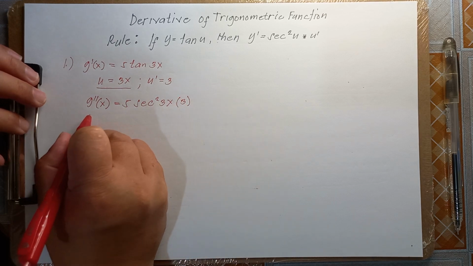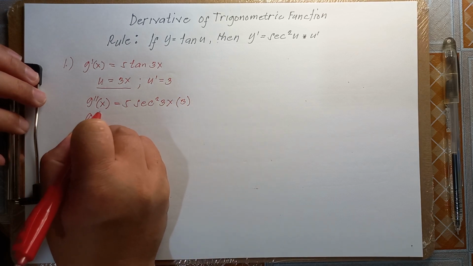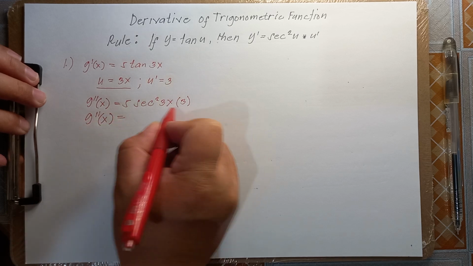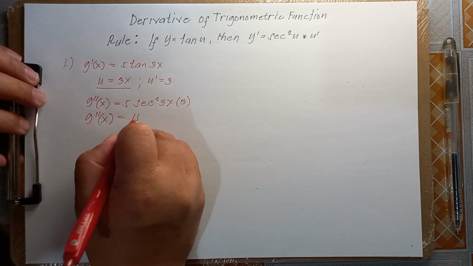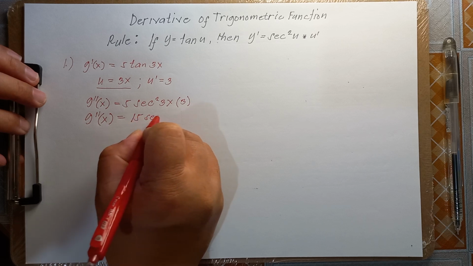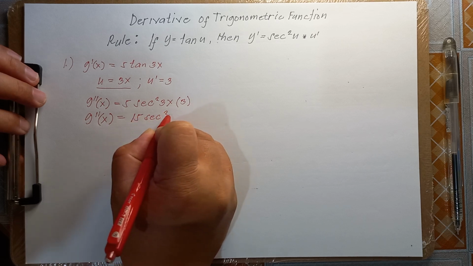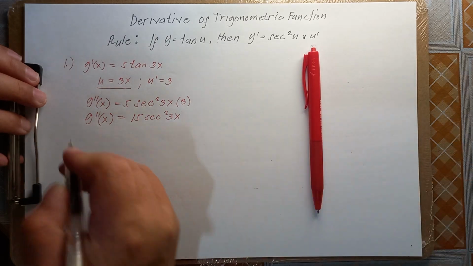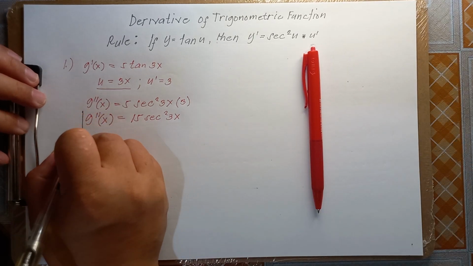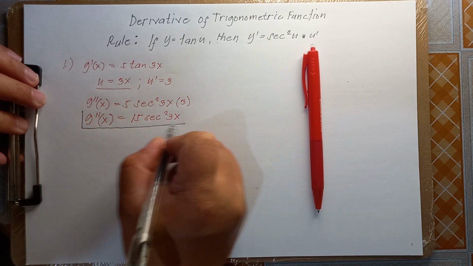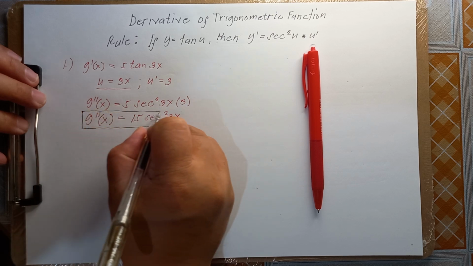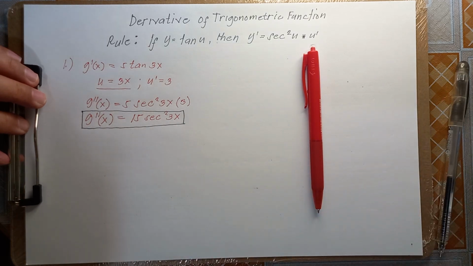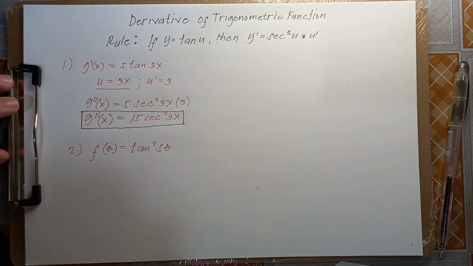So the derivative now would be g double prime of x equals 5 times 3, that is 15 secant squared 3x. So that is the derivative of the problem. We'll put it in a box so that at least it is identified.